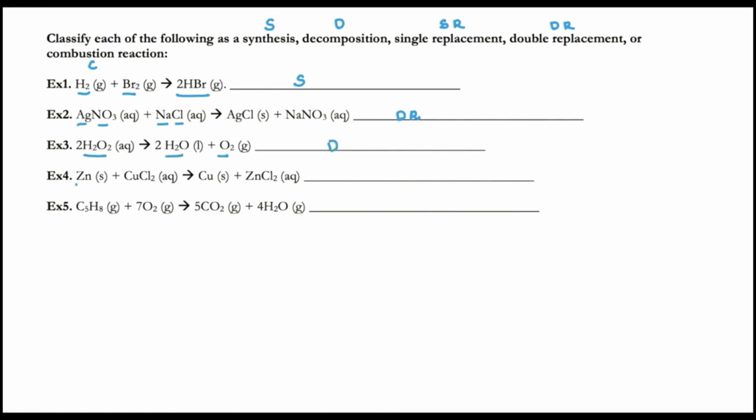For example 4, I've got 1 element going in, and notice what zinc does is it goes in and it kicks copper out. And we can see that by looking at our products. Copper is all by itself and zinc is now with chlorine. So I know that that is a single replacement reaction because 1 element went in and kicked out another element to form a new compound. And for the final reaction, I've got a lovely hydrocarbon here. It's reacting with oxygen to form carbon dioxide and water. And so remember, if you have a hydrocarbon reacting with oxygen and your product is only carbon dioxide and water, I know that this is going to be a combustion reaction.